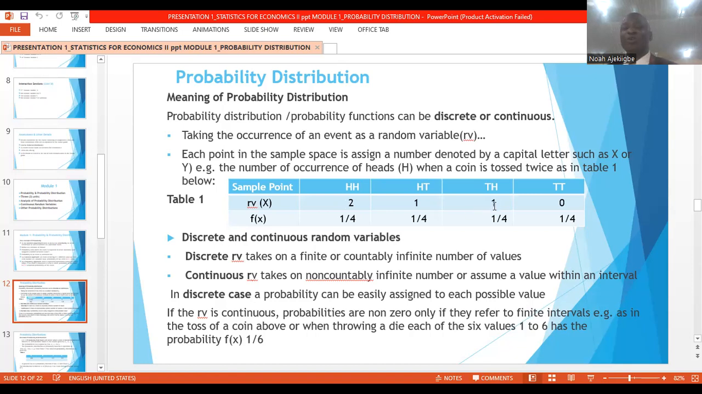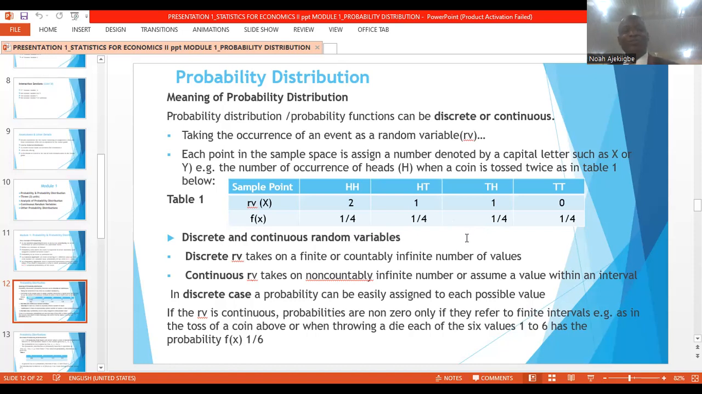Then if head occurred at the second time, the first is tail and the second one is head, that means the random variable will assume a value of 1. If head does not occur at all, that means we have tail occurring twice, and now we have the random variable being 0. So the random variable can assume a value of 0, 1, or 2 in this case. And the probability that head will occur, which is f of x, as you can see in table 1 here, is 1/4 for heads occurring in the first toss, 1/4 for tail first and head at the second time, and 1/4 for heads not occurring at all.